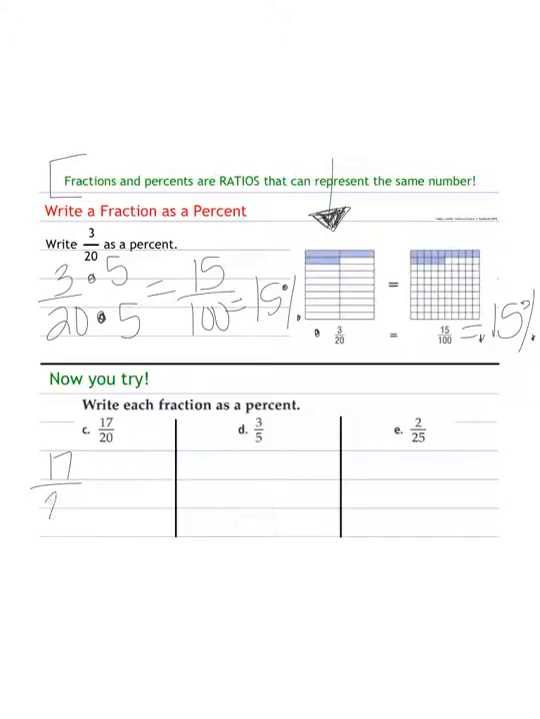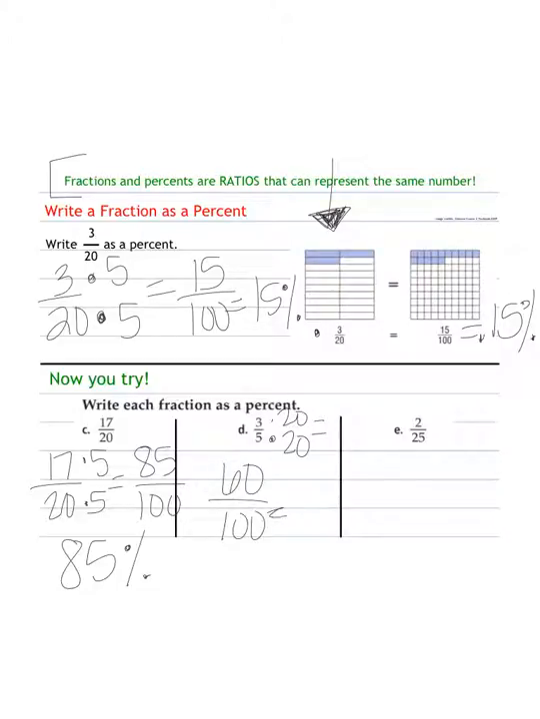So 17/20, so times 5. I'm doing times 5 because 20 times 5 equals 100. 17 times 5 is 85, so we have 85%. 3/5, so I have to get to 100. So 5 times 20, 3 times 20. So 3 times 20 is 60 over 100, which is 60%. Once we get it to over 100, then we just take that number and add a percent sign. But we have to get it to 100 first.